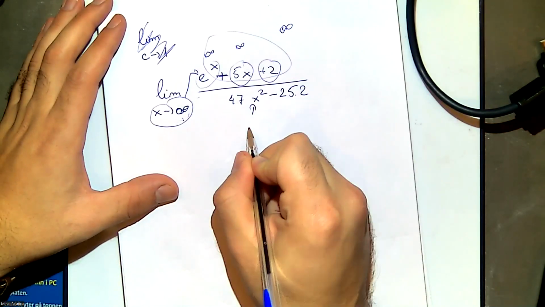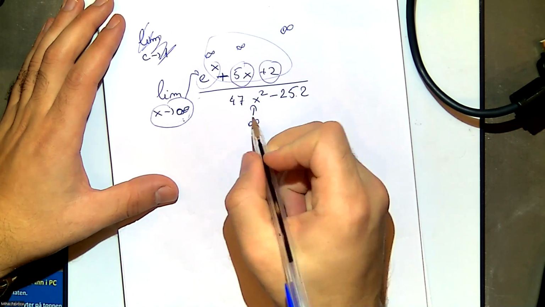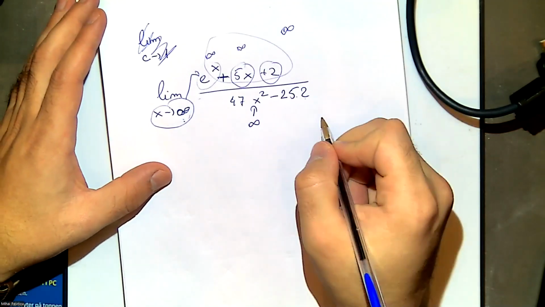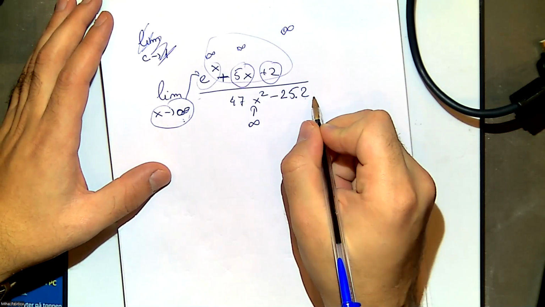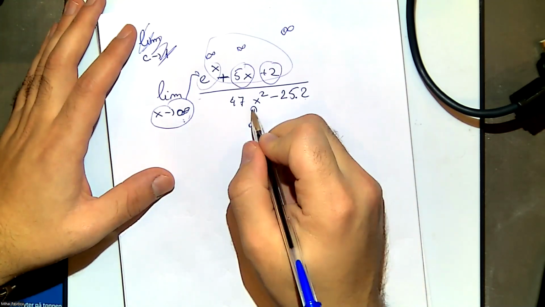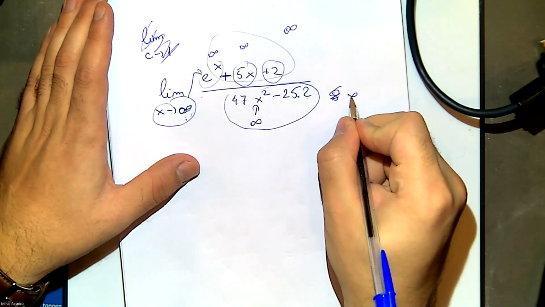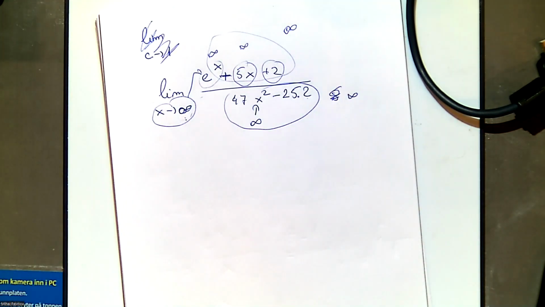X goes to infinity. X squared goes to infinity. 47, doesn't matter. 20 minus 25.2 doesn't matter. So this is still infinite. That's an 8. This is still infinite. It is not 8. Okay, now I'm in an infinity over infinity case.